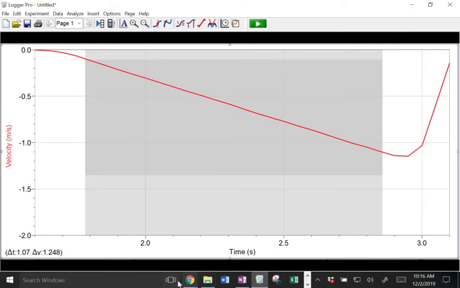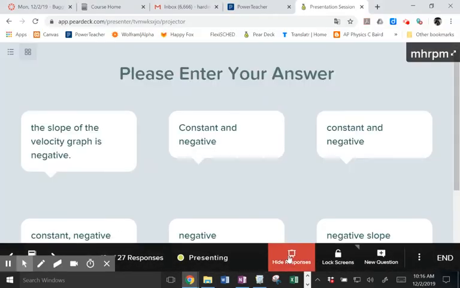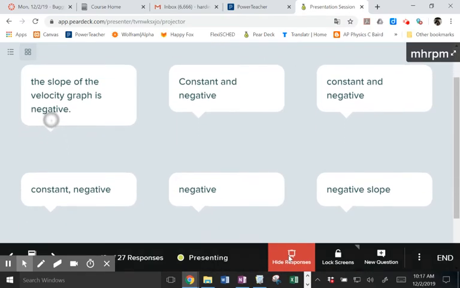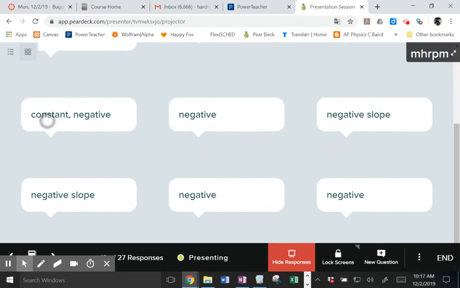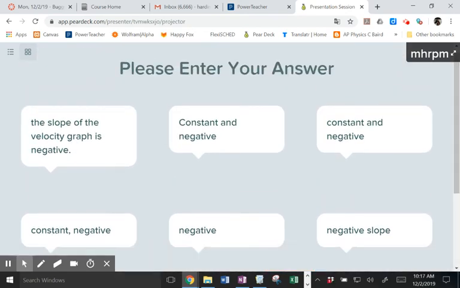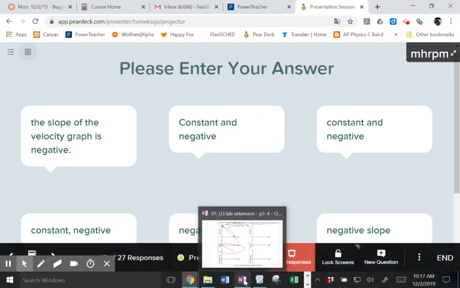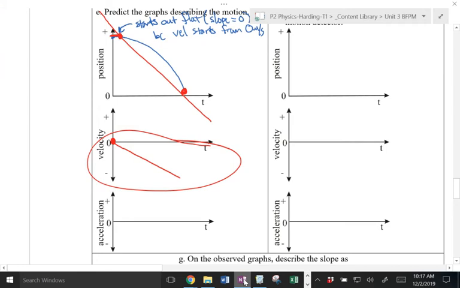All right, so over here on the Pear Deck, slope of the velocity graph is negative, constant negative. When you're describing the slope on the velocity graph, you're telling yourself about the value of the acceleration. So we should be drawing an acceleration that is constant and negative.